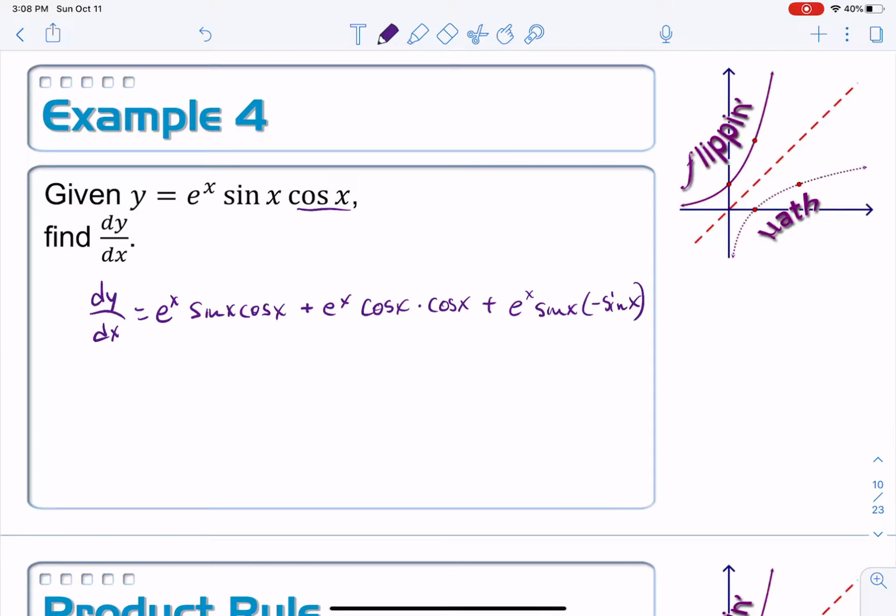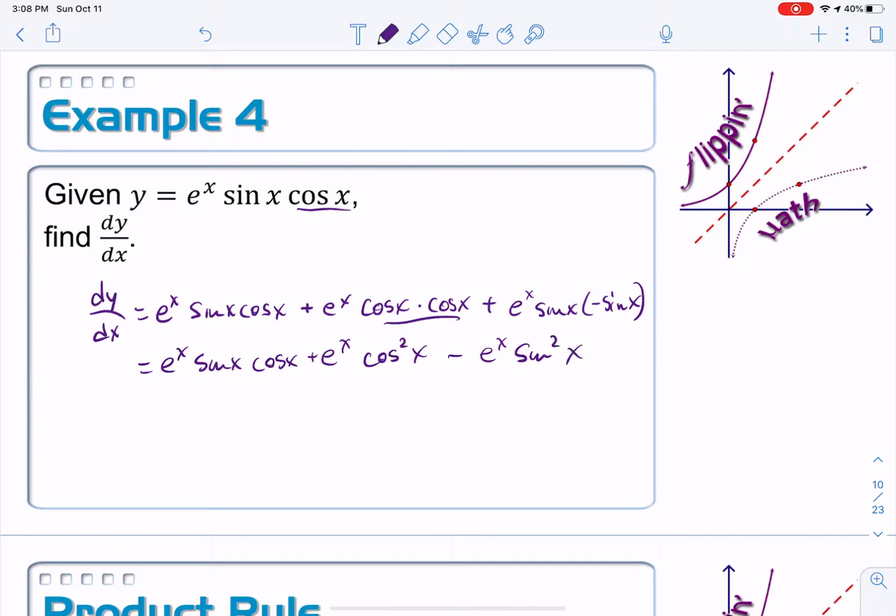All right, and then maybe I just clean this up just a little bit. E to the x sine x cosine x plus e to the x, that, of course, will be cosine squared x. And then e to the x. Whoa, that's not a plus. This one's going to be a minus sine squared x. Is there anything else I can do with it?